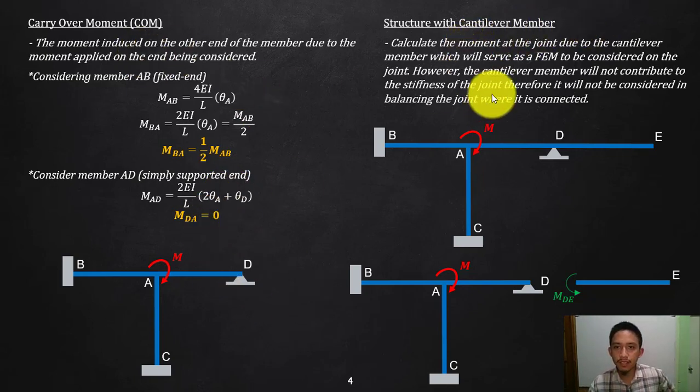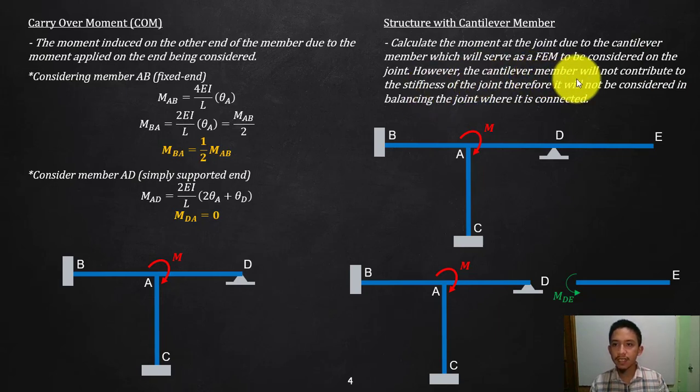Now, we need to discuss this. This is important: structure with cantilever member. I think we did not discuss this one in the previous module. So what happens if there is a cantilever member? What happens there is to calculate the moment at the joint due to the cantilever member, which will serve as a fixed end moment. Your FEM is a fixed end moment to be considered on the joint.